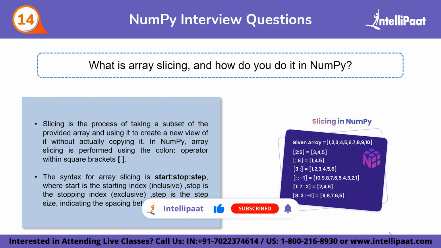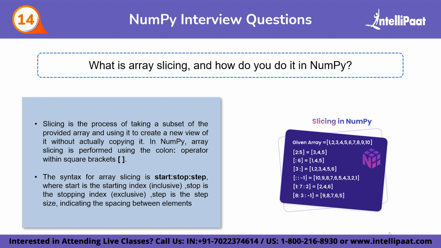And then we have colon 6. So what is colon 6? We should start from the beginning and it should end at index 6. So obviously we should start from the 0th value, which is 1, 2, 3, 4, 5, and we have to end at 6. So it is exclusive, so we don't have to put the 6th value.